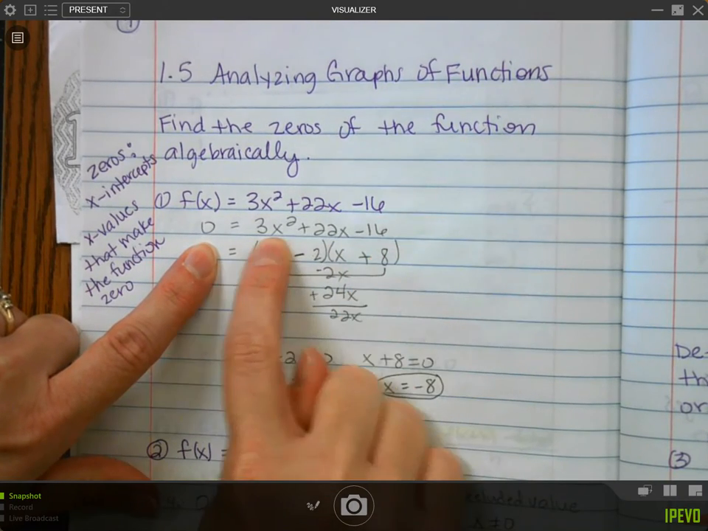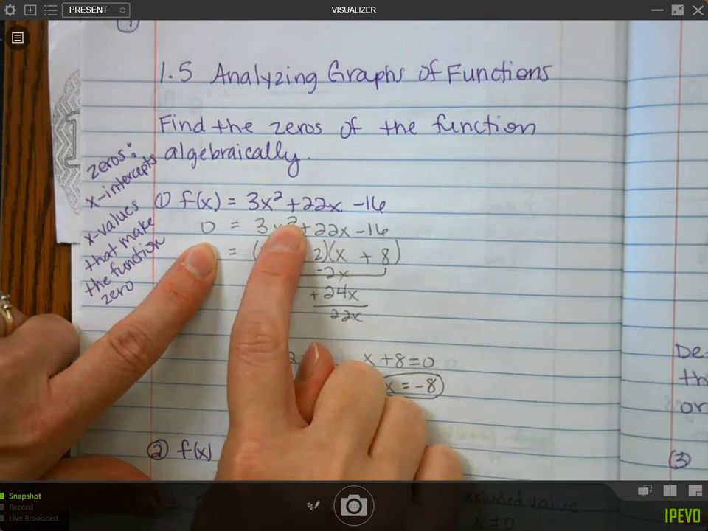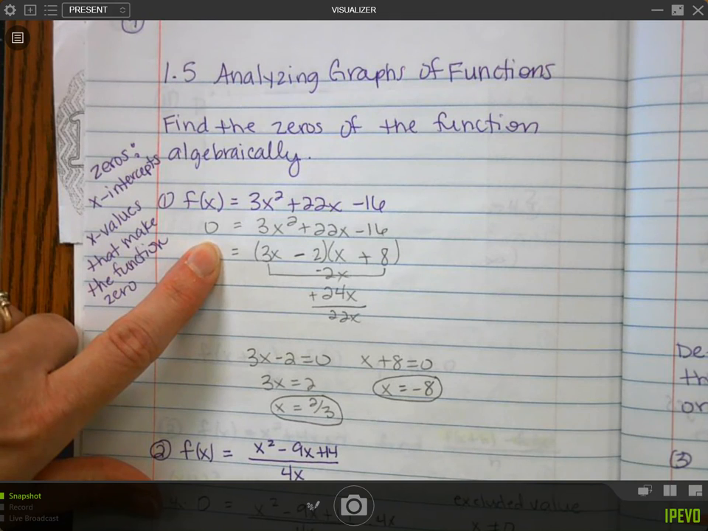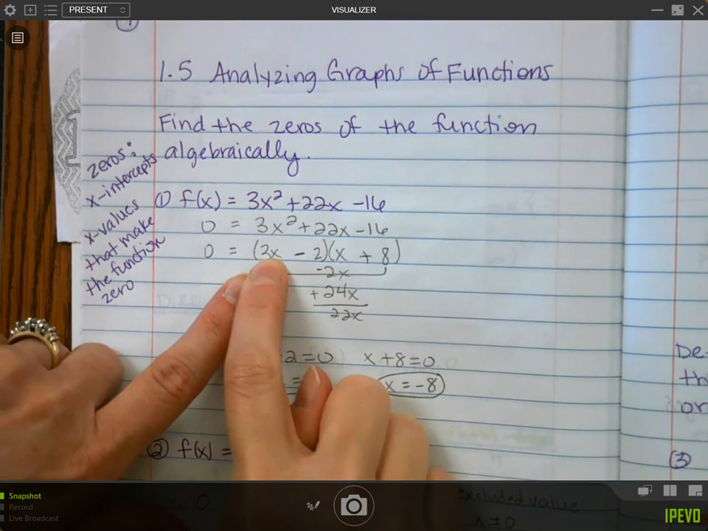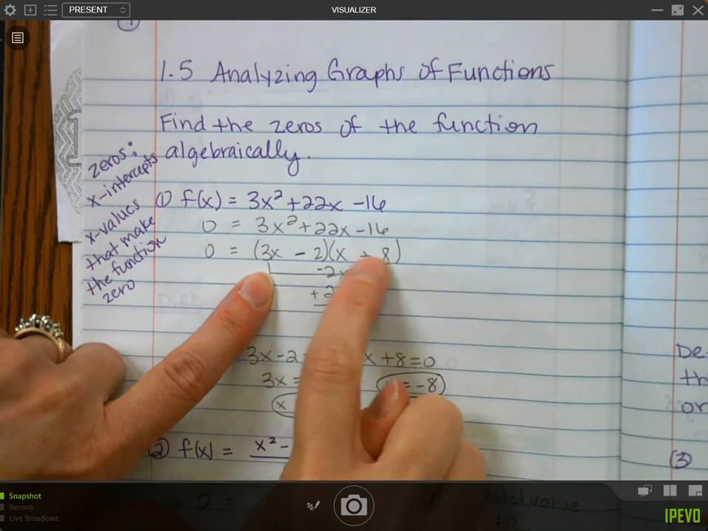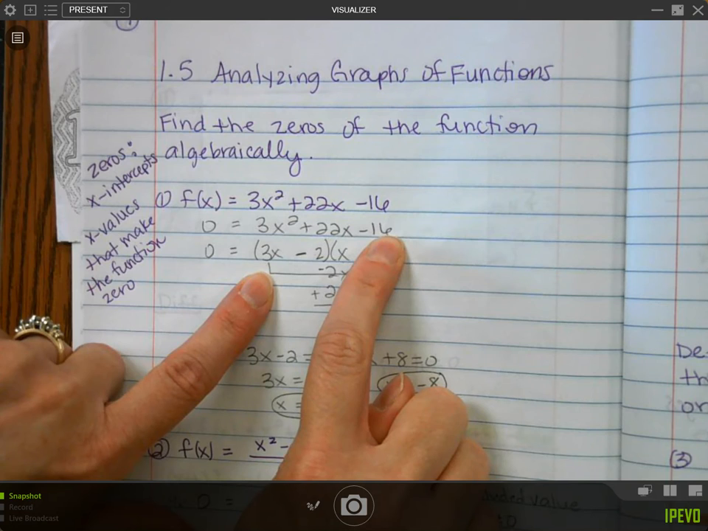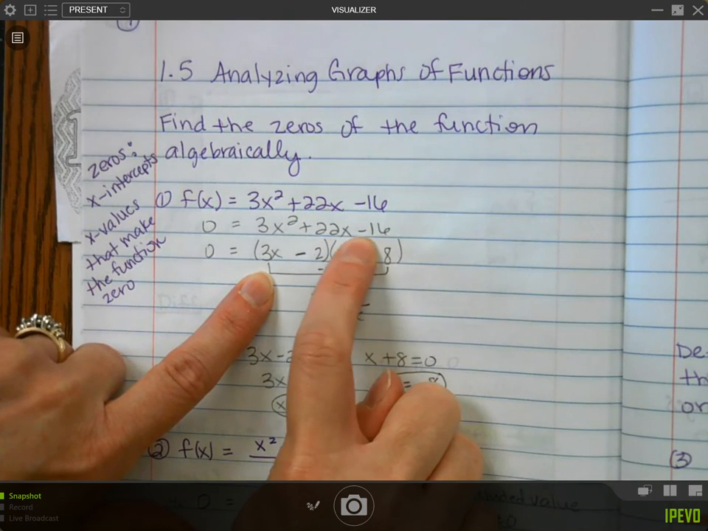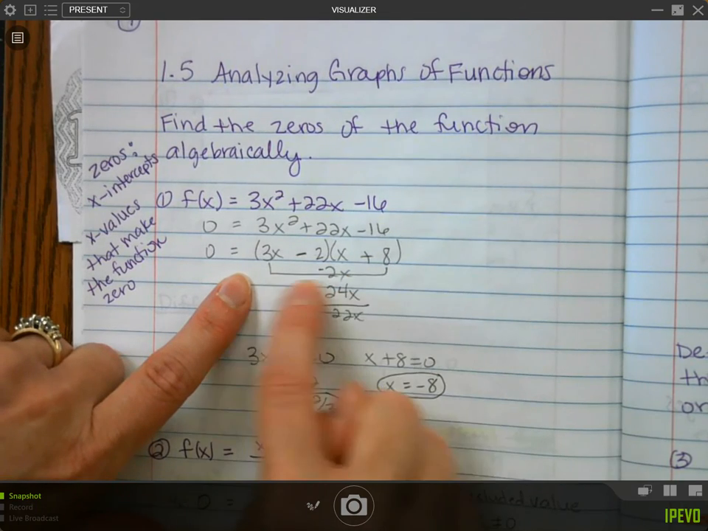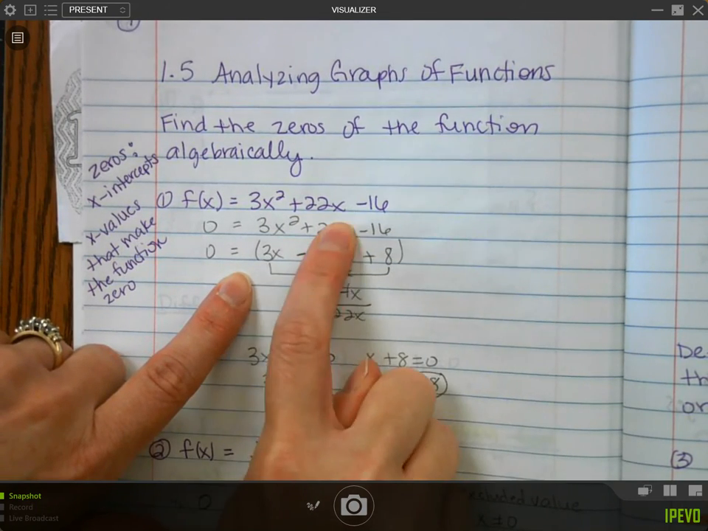So if you think about this one, it's a trinomial, quadratic trinomial, exponents of 2, 3 terms, quadratic trinomial. We should be able to factor, just good old-fashioned guess and check. So we know that 3x times x gives us 3x squared. We know that 2 times 8 is 16. We know we need one negative, one positive, because it's negative 16, so I chose negative here, positive here. Checking to make sure that we get 22 in the middle.